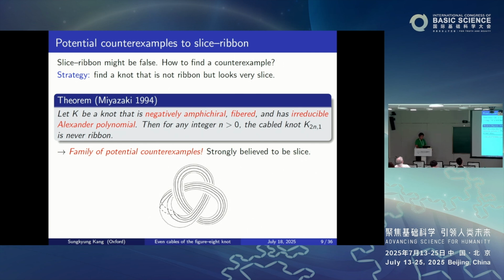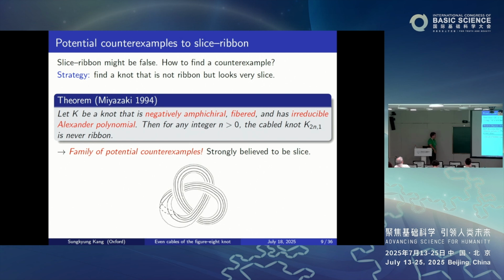His construction is very general. You start with a knot which is negatively amphichiral, which means that if you take a mirror image, it can be isotoped to the original position, but with the orientation reversed. And it also has to be fibered, so the complement is fibered over a circle, and it should also have an irreducible Alexander polynomial. If you have such a knot, then you take an (even, 1) cable. So basically, you duplicate it into an even number of strands, and add one partial twist. Then the theorem is that it is never ribbon, but it kind of looks like slice.